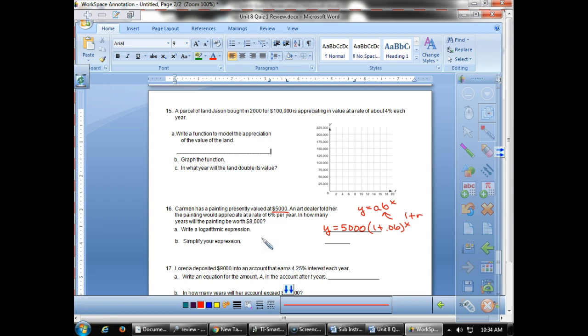Okay? Now, it's kind of weird. Write a logarithmic expression. So let's start with this, and then we'll figure out what the logarithmic expression is. Okay? So 5,000 grows to 8,000 at a rate of 6%. So we're solving for our x. Okay, so here's the question. How did I know to use y equals a times b to the x? Or did you know to do that?